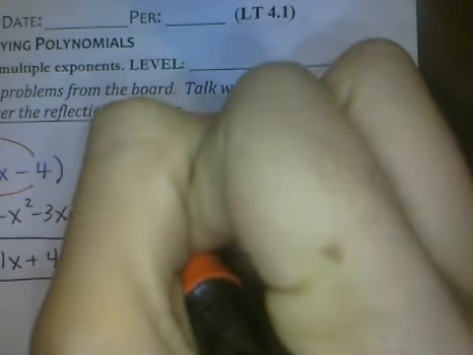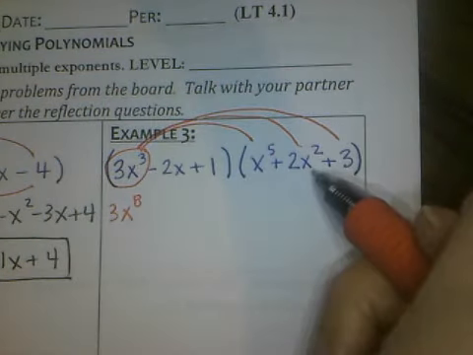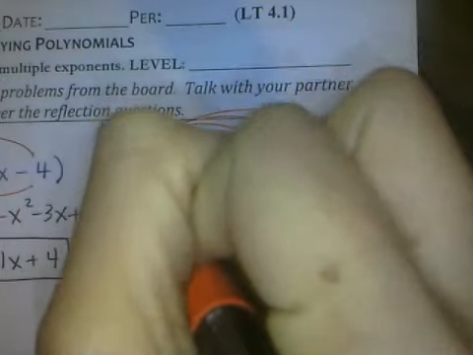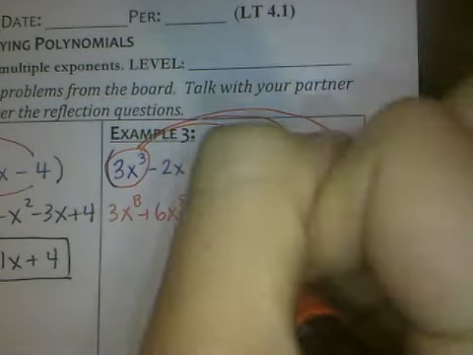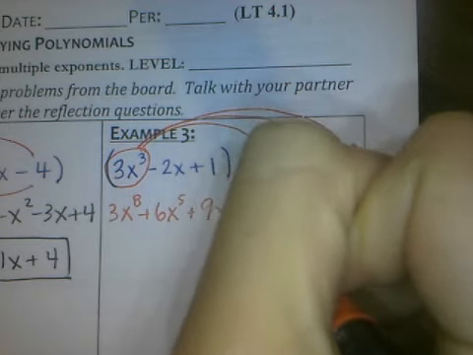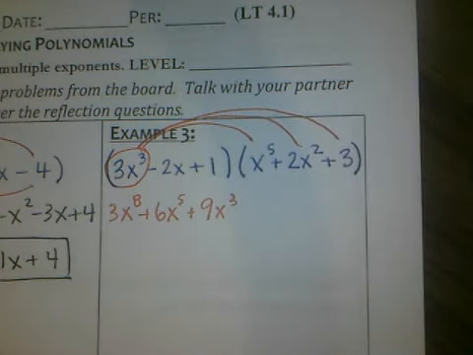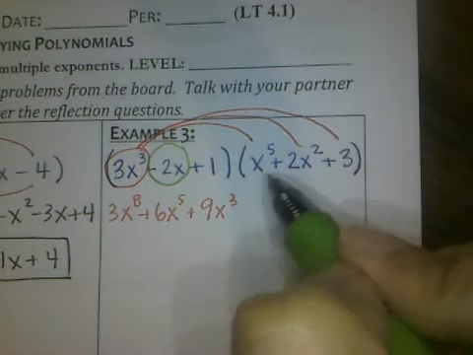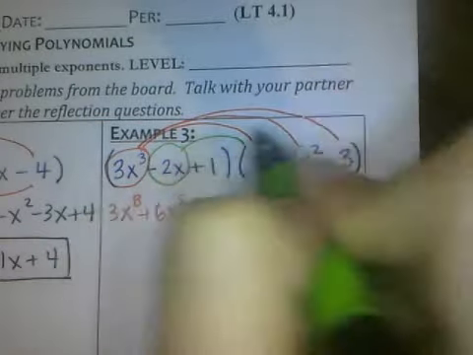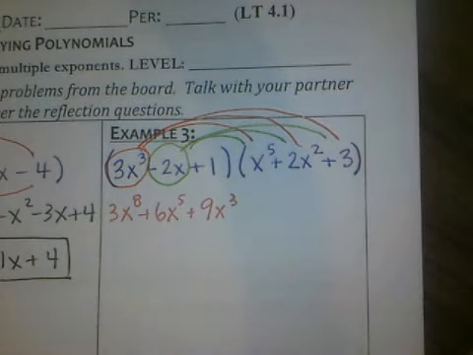3x cubed times x to the fifth is 3x to the eighth. 3x cubed times 2x squared is 6x to the fifth. And 3x cubed times 3 is 9x cubed. Next, I'm going to take the middle term from the first polynomial and multiply it times each of the three terms in the second polynomial.